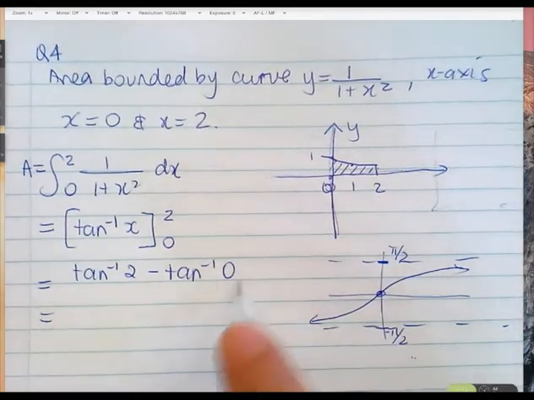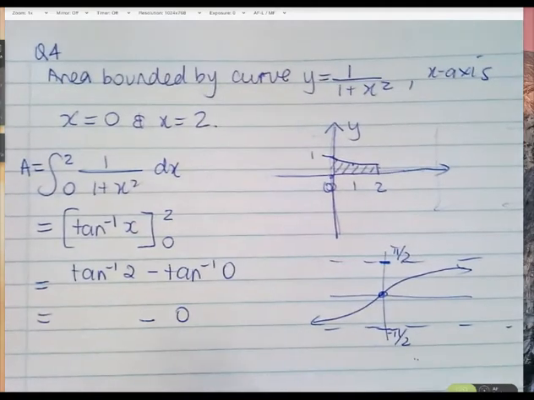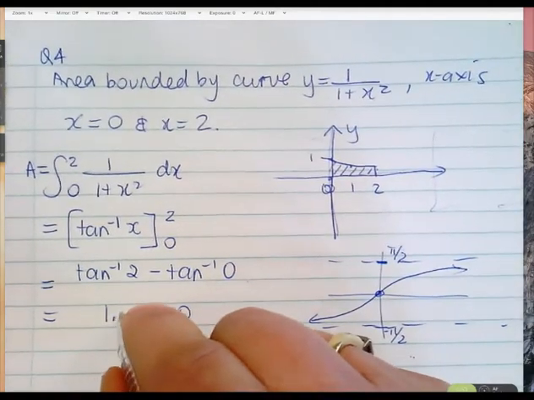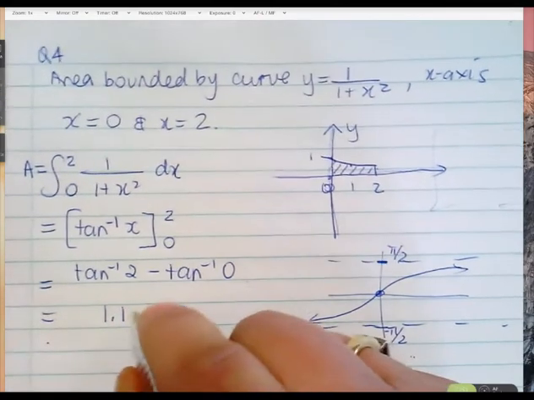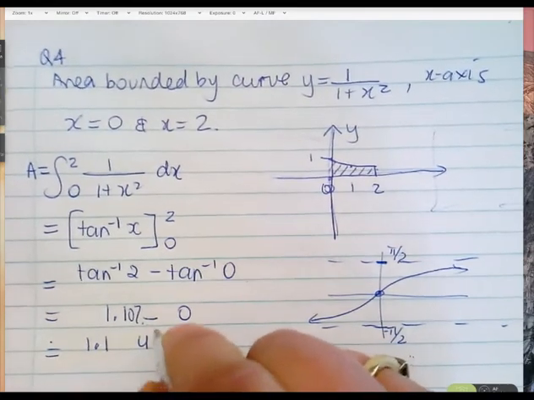Girls, what's inverse tan of 0? That's 0. Inverse tan of 2. Guys? You get 1.1071, etc. So therefore it's 1.1 units squared.